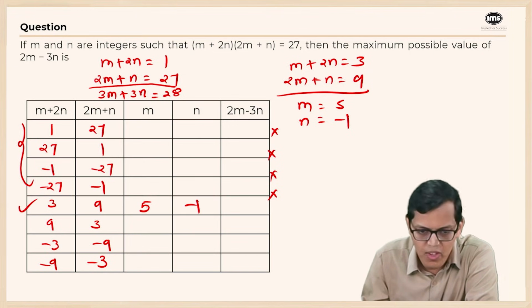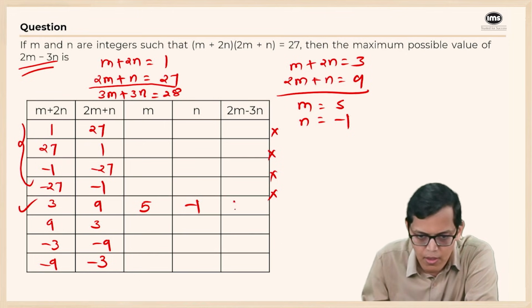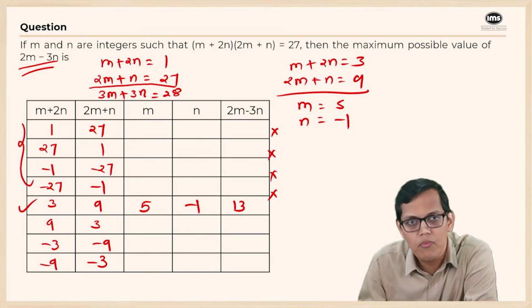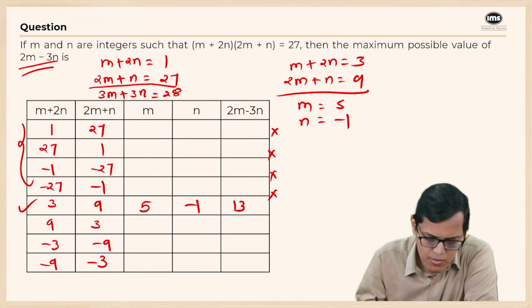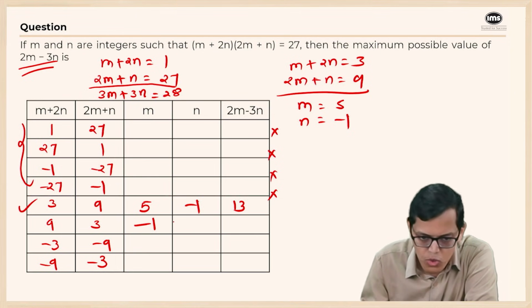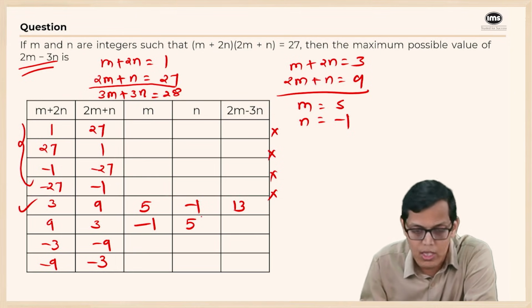I'll put the values of m and n in 2m minus 3n to get the final answer. That here looks like 13. We'll do the same with the remaining pairs: 9, 3, minus 9 and minus 9, minus 3 as well. I'll simply put the values here, which you will eventually get after solving those linear equations.